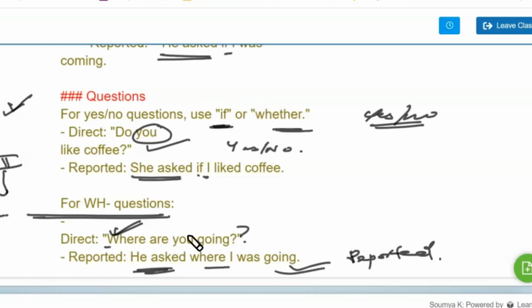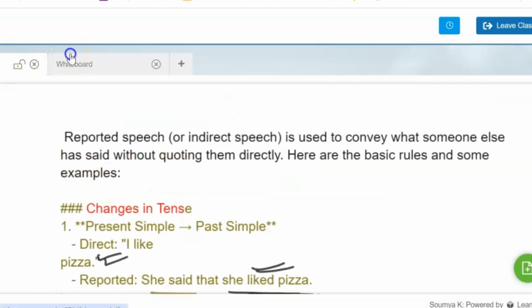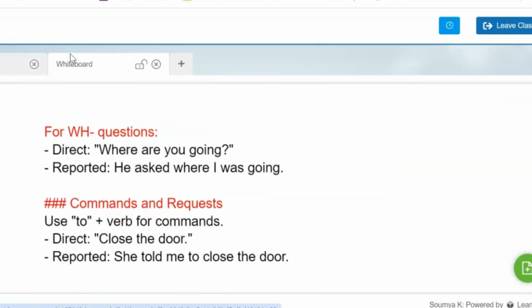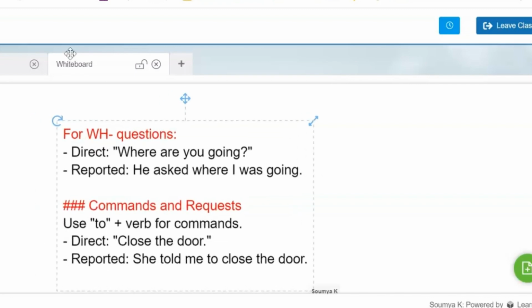So these are the rules that you have to keep in mind. This comes with practice. Let's go to the next. This we have already seen.